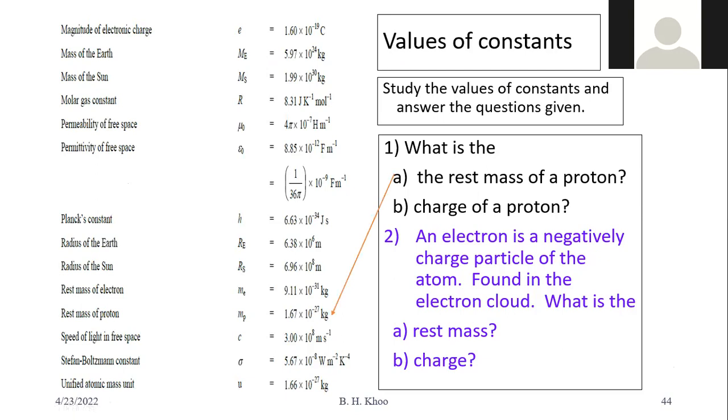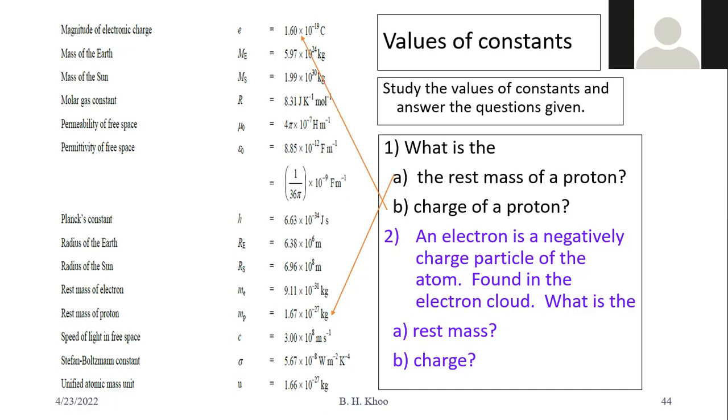Yeah. Charge of proton? Charge of proton? Yep. I'll give you the formula sheet. You should have your formula sheet. 1.6 times 10 to the power of -19. Positive. Yep. You should be able to find that from your values of constant.